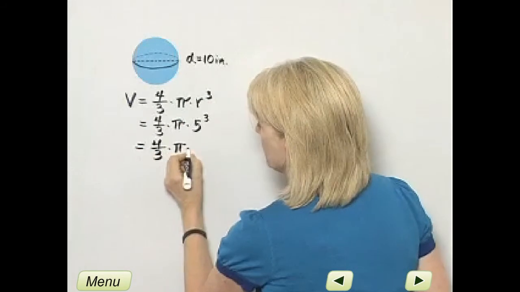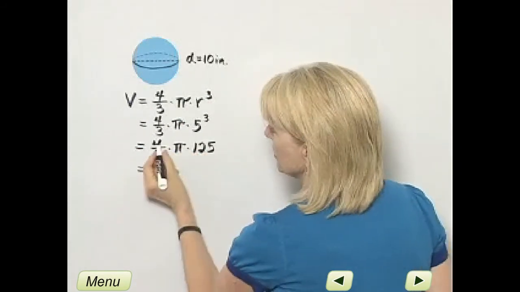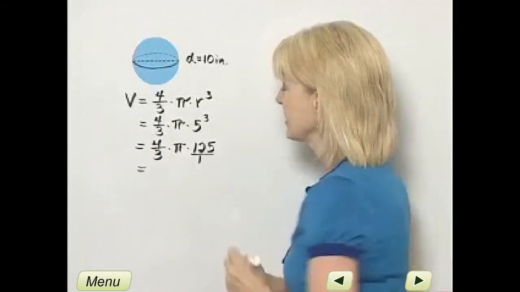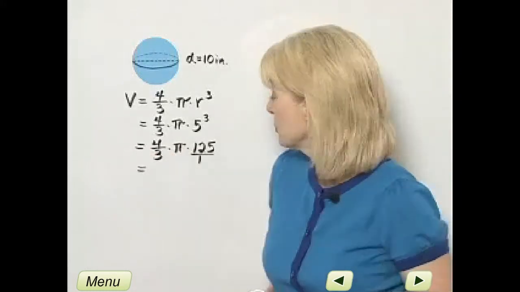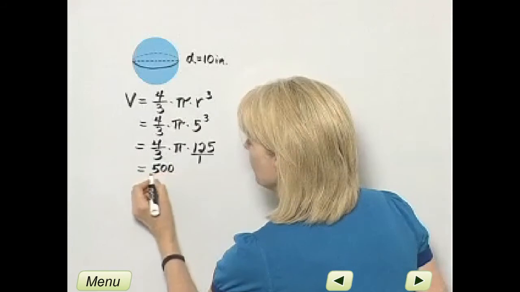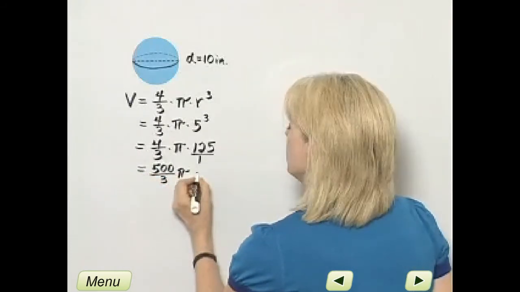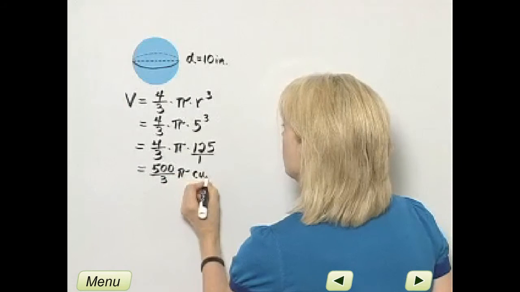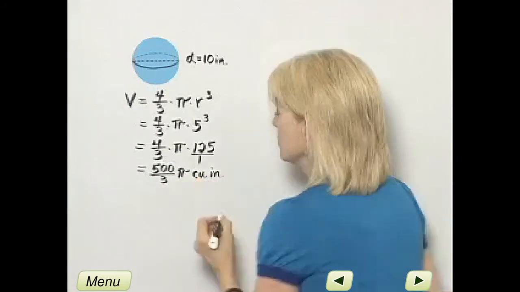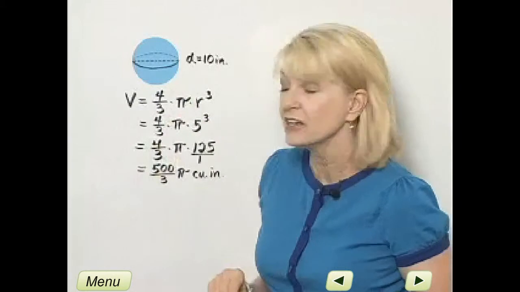perhaps I'm going too fast. Let me write that down. I'm now multiplying these two together. So numerator times, think of it like that if you'd like. 4 times 125 is 500. So I have 500 over 3 pi, and that is cubic inches. That is the exact volume of that particular sphere.